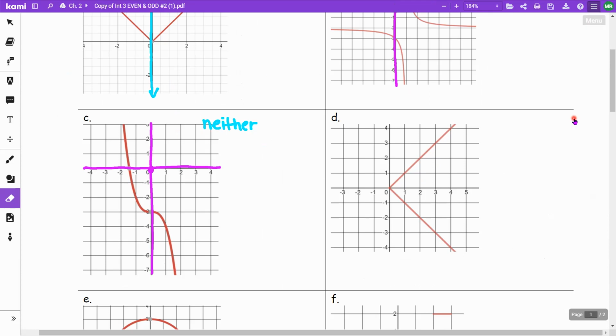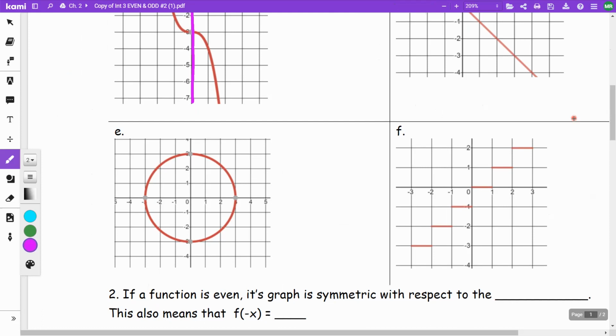So let me write neither. Okay, this one here is going to be reflected across this, so this is going to be even. But if I rotate it 180 degrees, it's actually going to end up in the same spot. This point right here, for example, is going to end up over here. So this is actually going to be even and odd. It's going to be both.